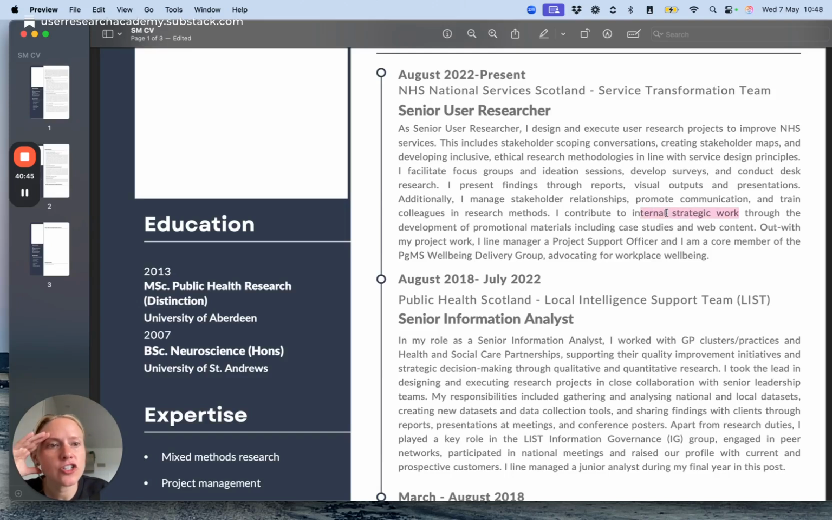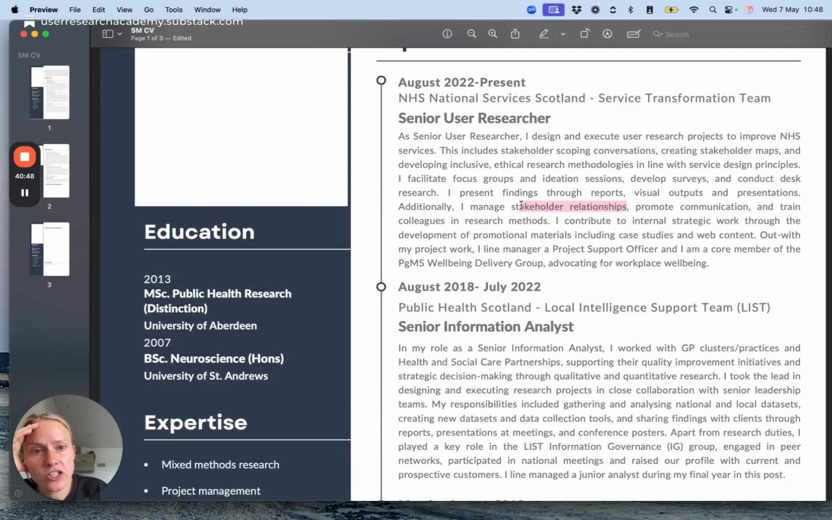And what does this lead to? How do you manage these stakeholder relationships, and what does that lead to? How many colleagues do you train in research methods? How do you train them in an effective way? What does that lead to? Right? So again, all of these things need to be in bullet points, and you need to choose specific snapshots that showcase the before and after.